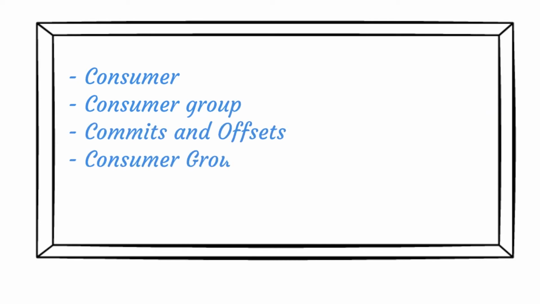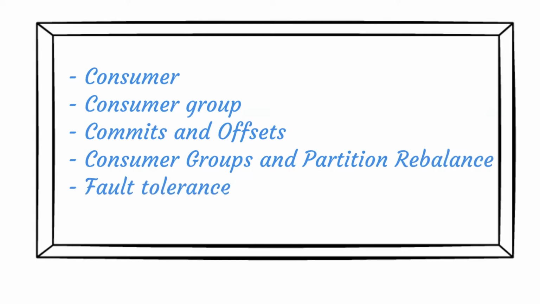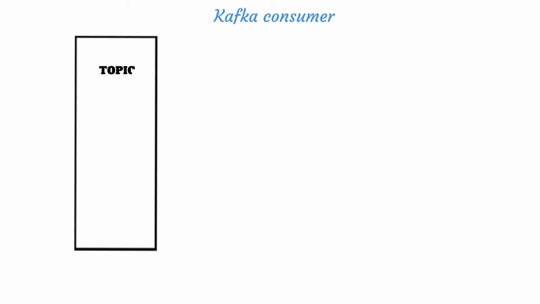In this video I'm going to talk about Kafka Consumer. And today we're going to discuss such topics as consumer group, commits and offsets, consumer groups and partition rebalance, and we're going to talk a little bit about fault tolerance. To understand how to read data from Kafka, you first have to understand how consumers and consumer groups work.